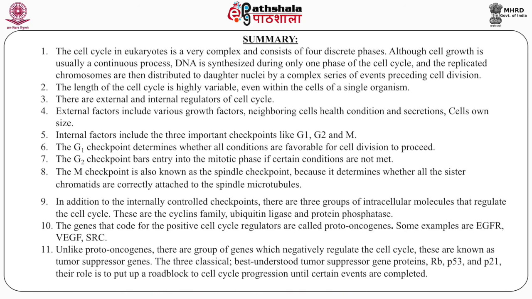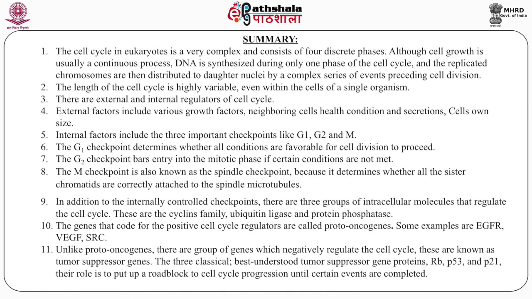In addition to these internal checkpoints, there are 3 groups of intracellular molecules that regulate the cell cycle, and these are the cyclins family, the coordination between the cyclin and the CDKs, ubiquitin ligases and the protein phosphatases. The genes that code for the positive cell cycle regulators are called proto-oncogenes, and examples as we discussed are EGFR, VEGF and SRC, to name a few of them.